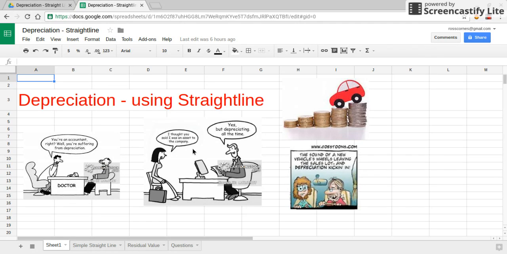We're going to be looking at depreciation. It's going to be the first of 5 lessons on depreciation, so there's quite a lot that we need to cover. We're going to cover the most basic form of depreciation first, which is called straight line, and it's probably the easiest one of the lot to do.